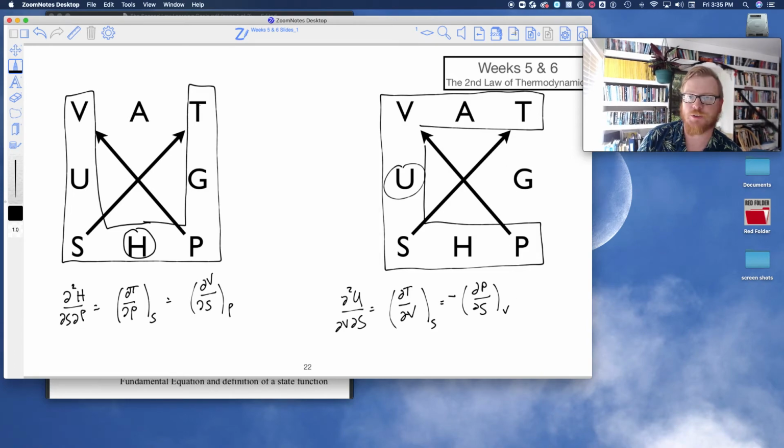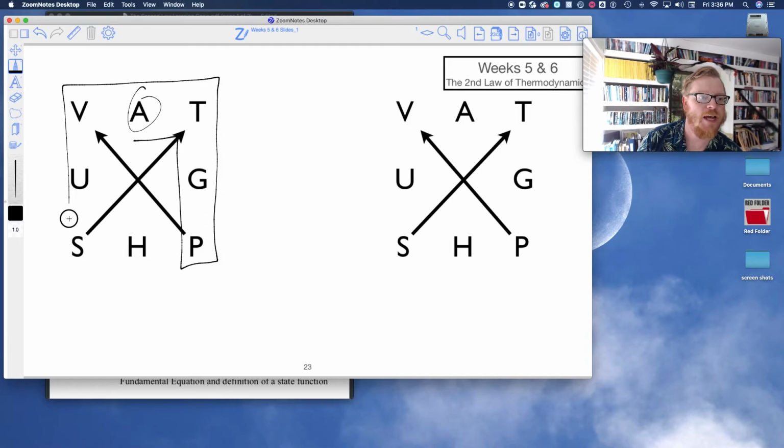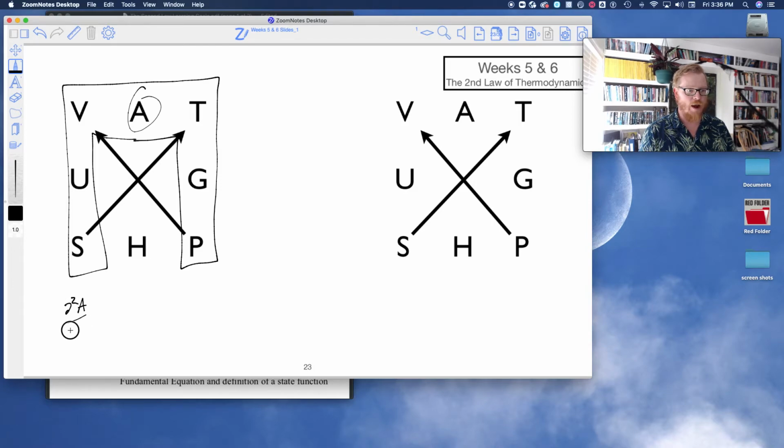Okay, let's keep going. Let's do the other potentials. So let's do Helmholtz, A. We draw the little horseshoe, but now my horseshoe is completely flipped upside down. I can see that A is sandwiched between T and V. So I'm going to write partial of V, partial of T. Okay, beautiful. And I know I'm going to have derivatives at constant V and derivatives at constant T.